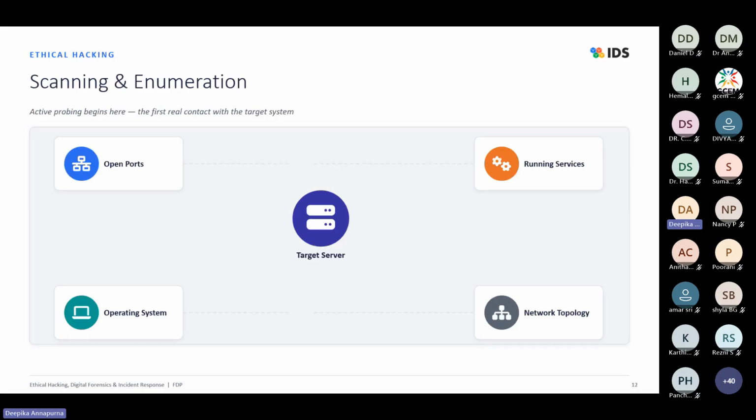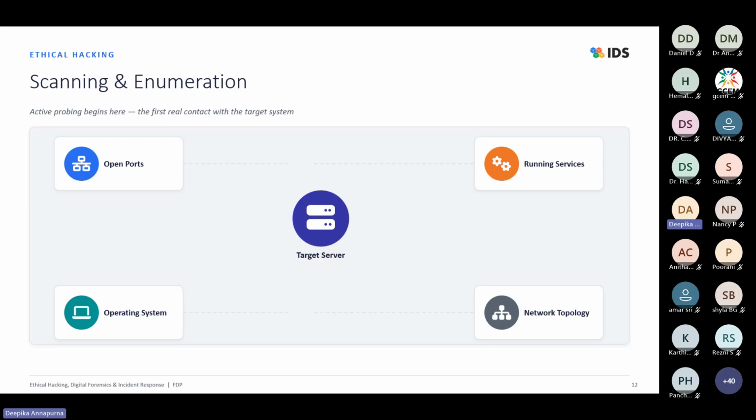The second step is scanning and enumeration. So once he has all the information gathered, what is the next step? The next step is called scanning. So what will he do? He will check for the open ports. He will check which services are running. He will check which operating systems are being used, and which versions of software are installed.